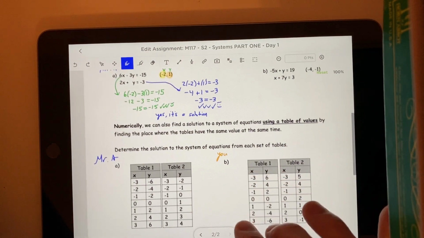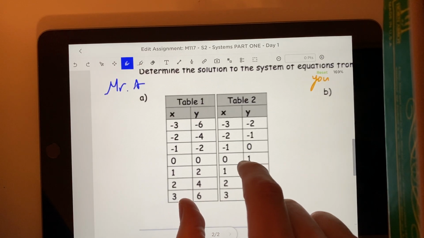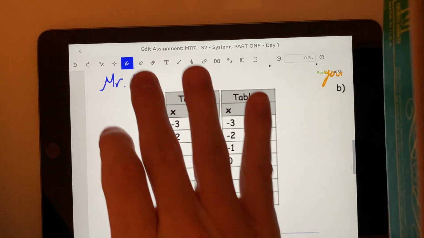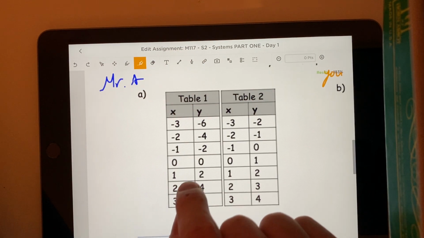Okay. And then finally we have this part here. So it says, numerically, we can also find a solution to a system of equations by using a table of values, by finding the place where the tables have the same value at the same time. Lovely. So let's look here. So it says determine the solution to the systems of equations for each table set. So I think this is actually pretty chill, because all we're looking for is when the same point shows up. And that's right here.